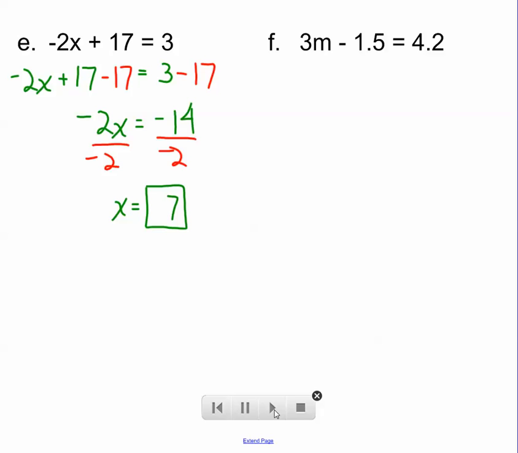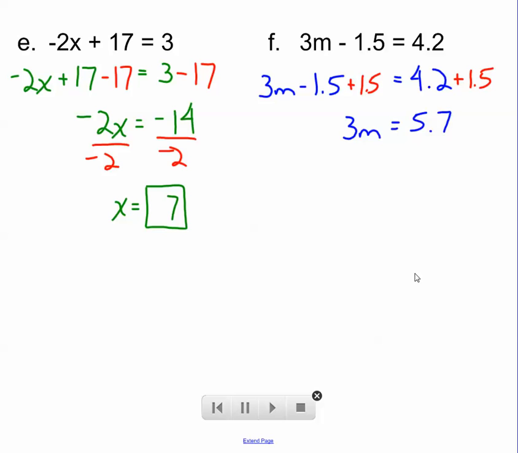All right, here's another one. I want to get m by itself, so let's start by getting rid of this negative 1.5. There's my two sides of my equation. I'm going to add 1.5 to both sides. 3m minus 1.5 plus 1.5 is 3m. 4.2 plus 1.5 is 5.7. I'll divide both sides by 3.